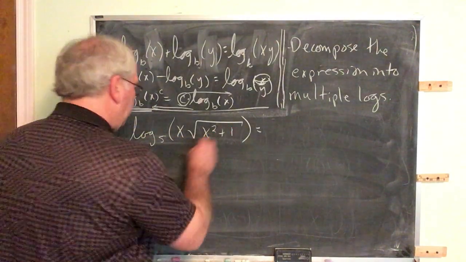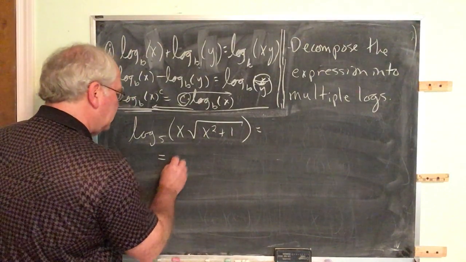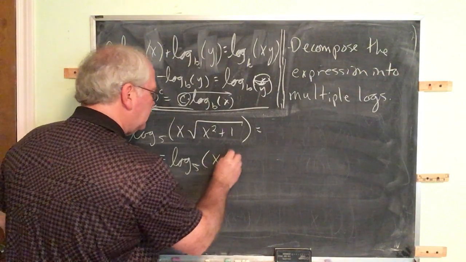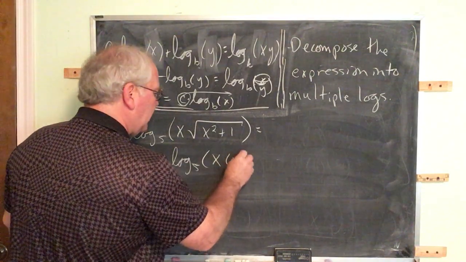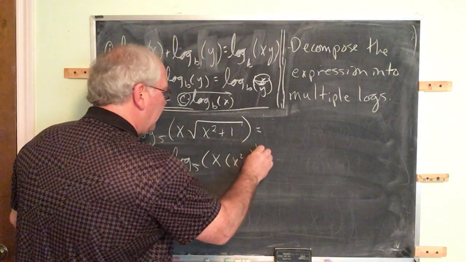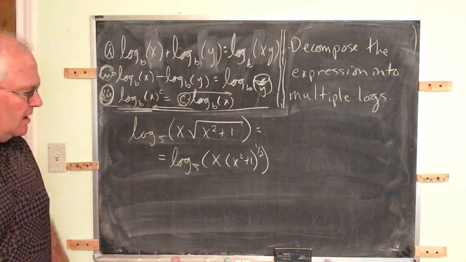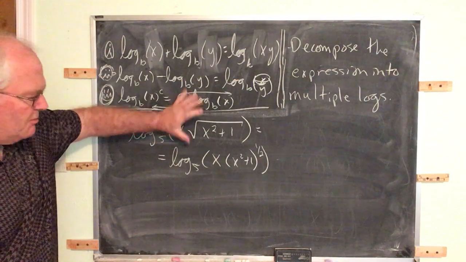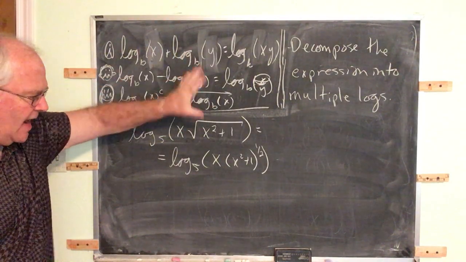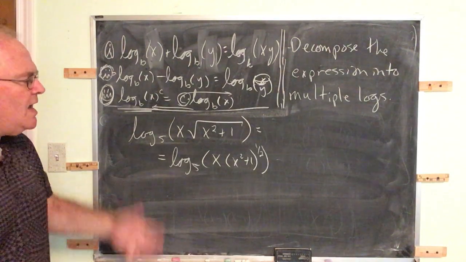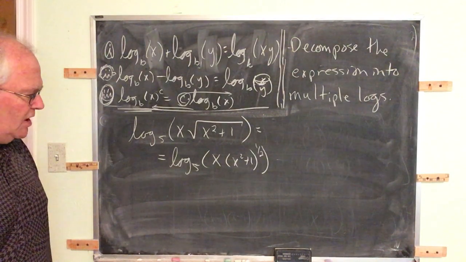So the first thing I'm going to do is rewrite this as x times x squared plus 1 raised to the 1/2 power. Square root, we've now written this in exponential form, 1/2 power. So remove any radicals at the very start, and now at least the exponents play well with the logarithms and the exponentials. Now we're at the same procedure as we were previously.